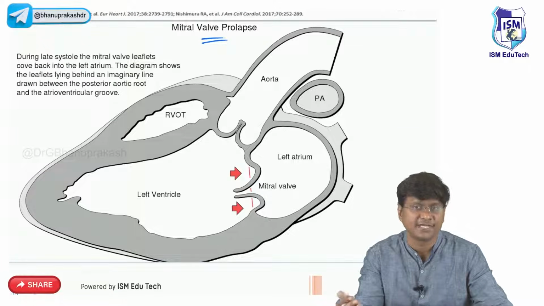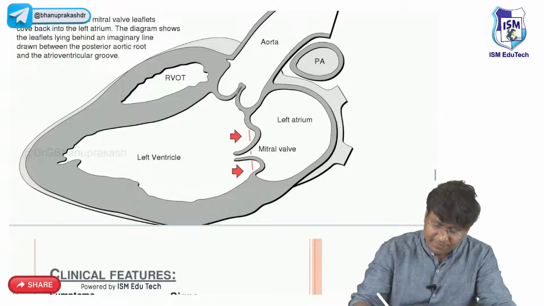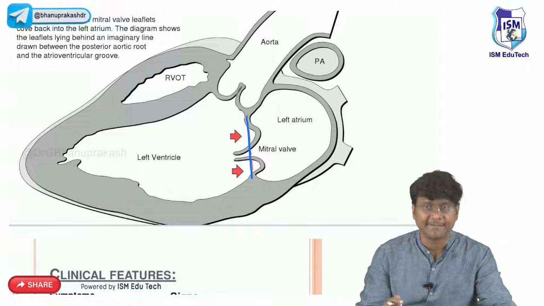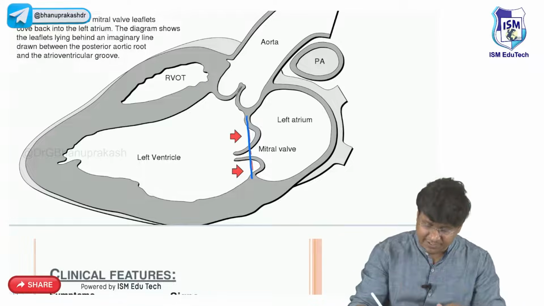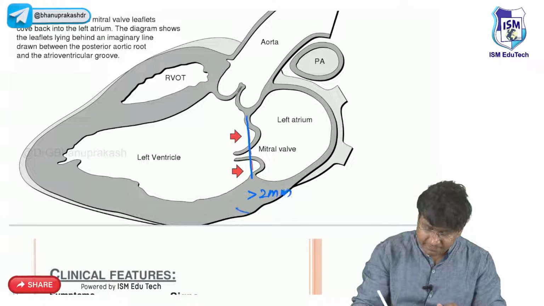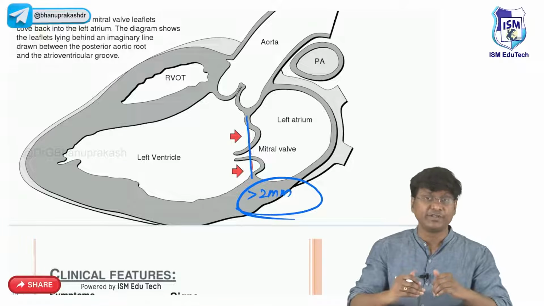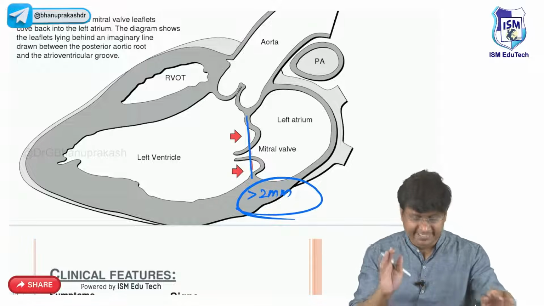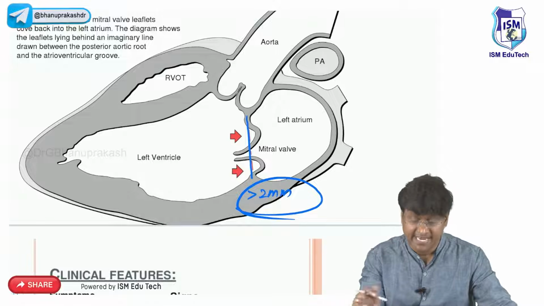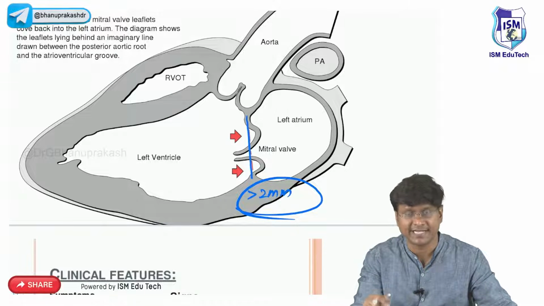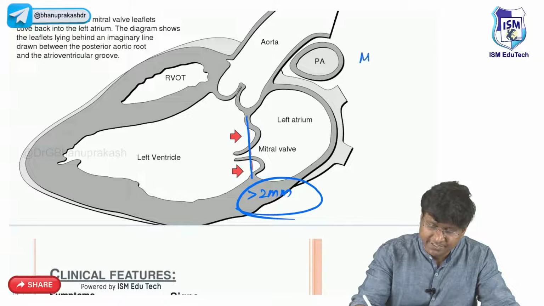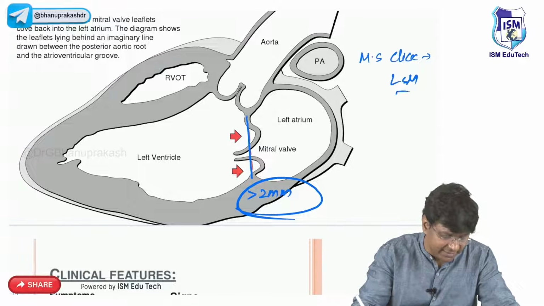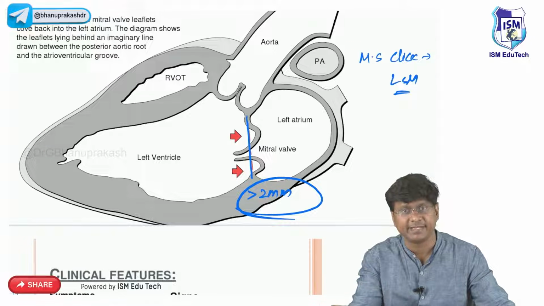Now you need to know what is the criteria to call mitral valve prolapse. Even mitral valve prolapse can cause mitral regurgitation. See, from the baseline, that is from the mitral valve annulus, if the mitral valve prolapses more than 2 mm into the left atrium, then we call it mitral valve prolapse. And in these patients with mitral valve prolapse, you have the characteristic finding. What is that characteristic finding? Just now we have discussed, they will have a mid-systolic click with late systolic murmur. That is what you will identify in mitral valve prolapse.